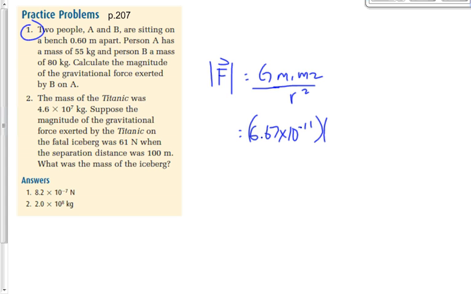No. So let's go. Now let's put them in the order that they're listed. 55 times 80. But if you put them the other way around, it's going to give you the same answer, right? Divide that by the distance squared, 0.60. And we got to square that.